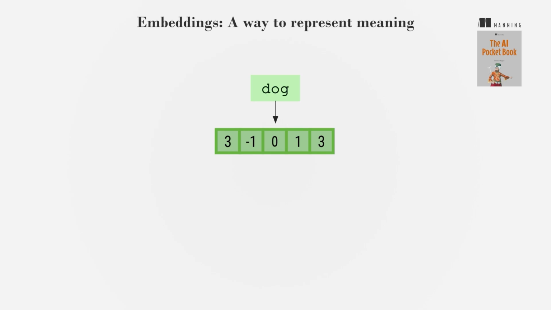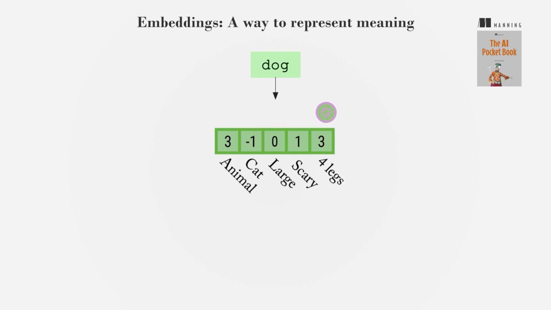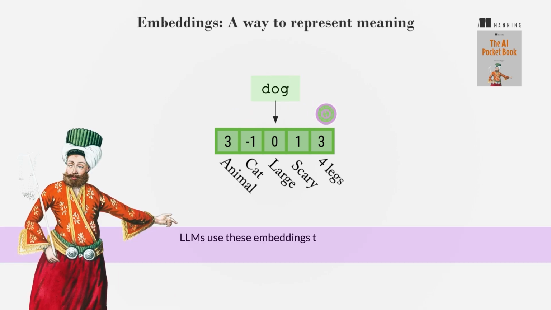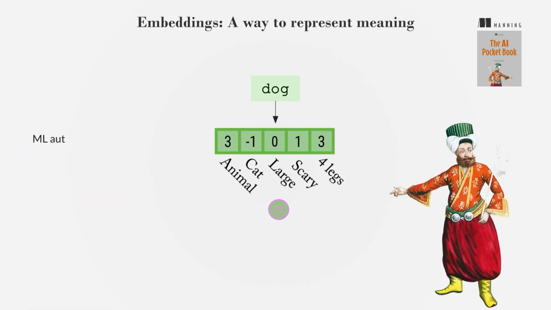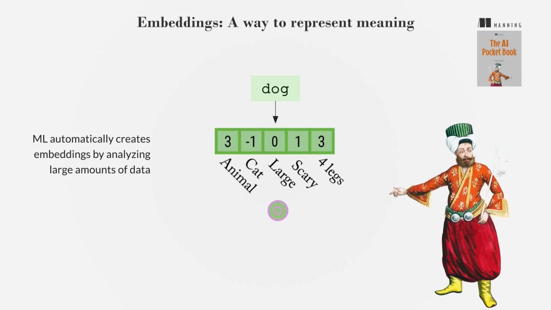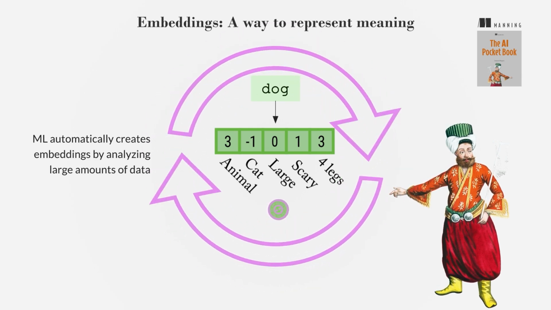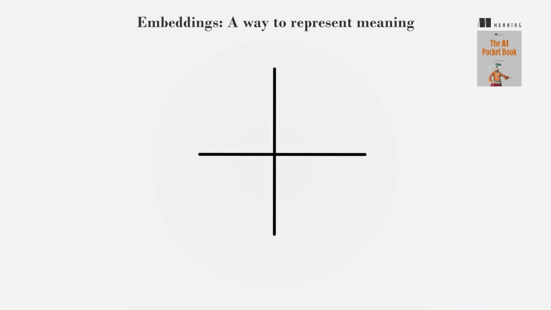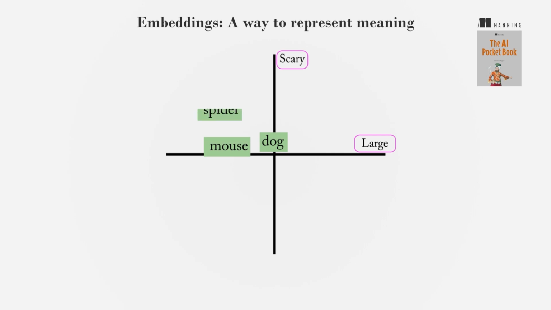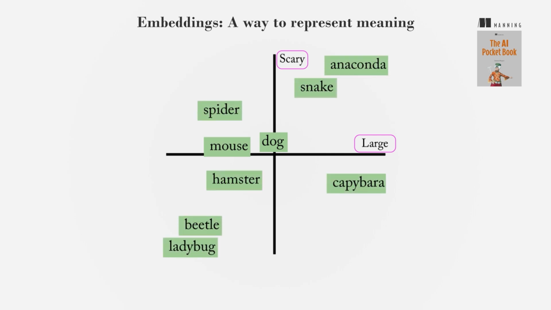Embeddings are numerical vectors representing the meaning of tokens, with each position indicating how much a token matches a certain topic. LLMs use these embeddings to represent and contextualize input tokens. Machine learning automatically creates embeddings by analyzing large amounts of data, which are then used to predict the next token. Embeddings can be visualized as coordinates in a high-dimensional space, where similar tokens are placed close together, facilitating comparison and information extraction.